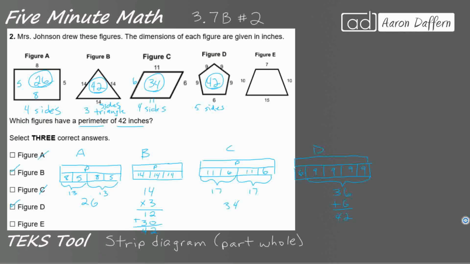Let's check our figure E. 4 sides, trapezoid. So let's get this going. 4 sides, and they're all labeled for us. I've got a 15, 10, 10, and 7. All right, so I'm going to add these two, 25. Add these two, that's 17. And add those two together, you're going to get 42. So those 3 are our answers.